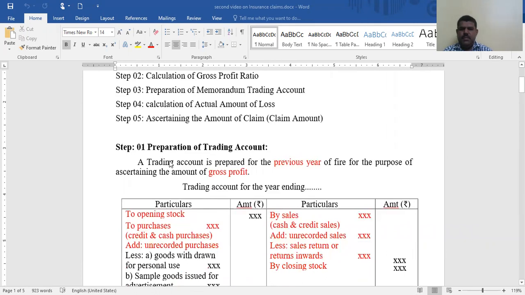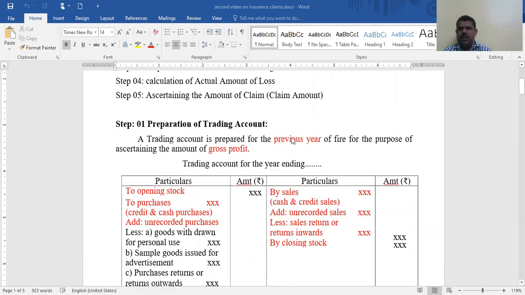The first account is a trading account. This trading account is prepared for the previous year or last year, and the purpose of preparing the trading account is to find out the gross profit. The first step, trading account, is done for the last year with the purpose of finding the amount of gross profit. How to prepare?